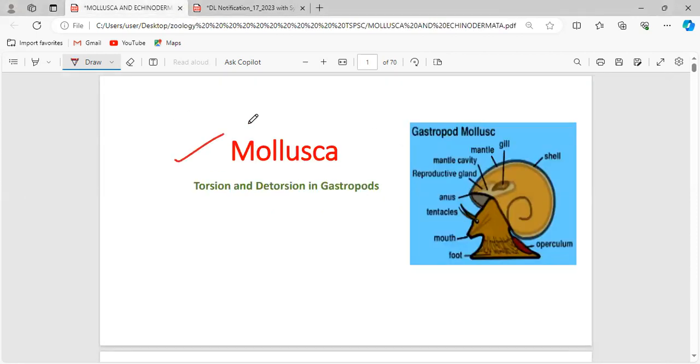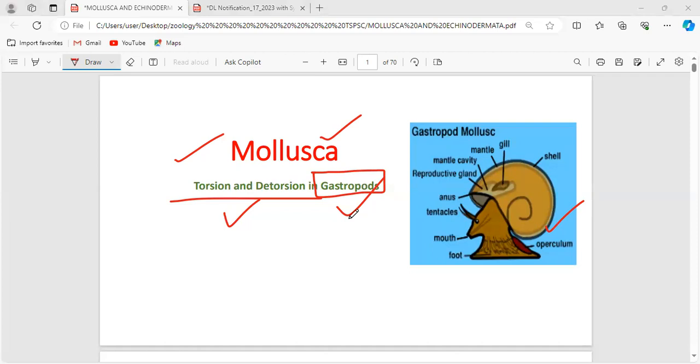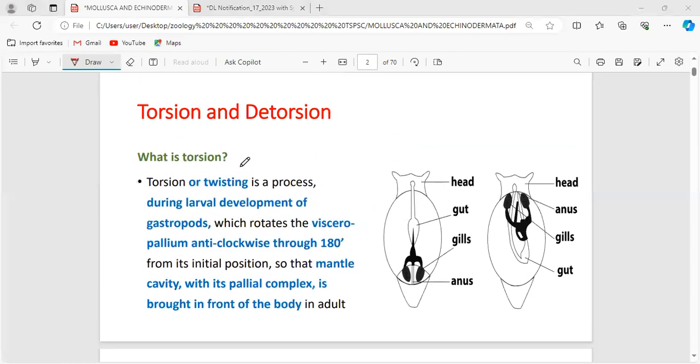This torsion and detorsion is exclusively seen in the mollusca, particularly the class gastropods. The perfect example for gastropod is snail. This torsion and detorsion is a process. Torsion is nothing but a twisting, and this happens when the organism is in the larval stage. Due to changes in the larval stage, the exact location of those important structures is changed when it is converted into an adult.